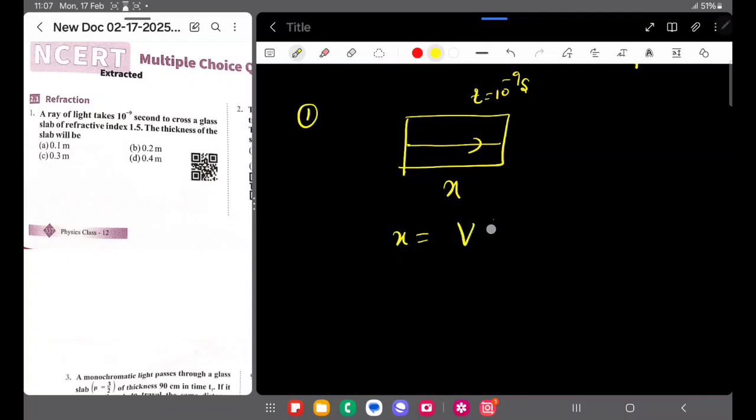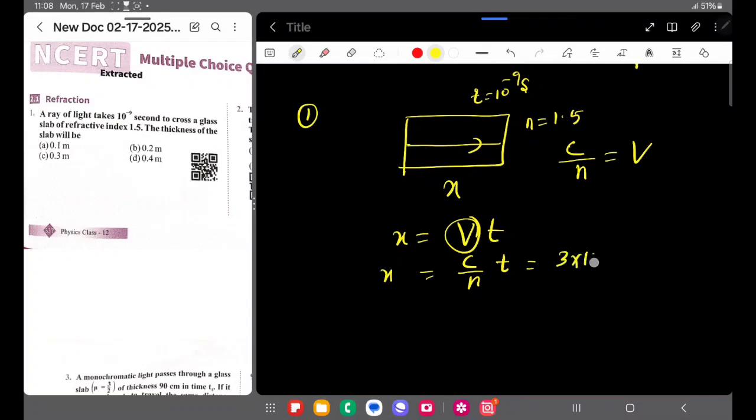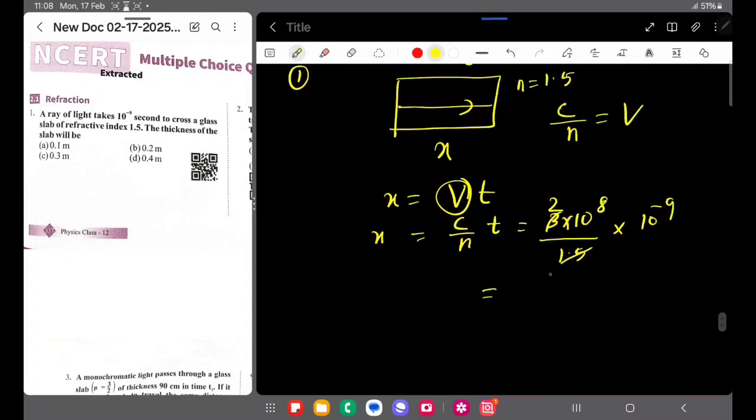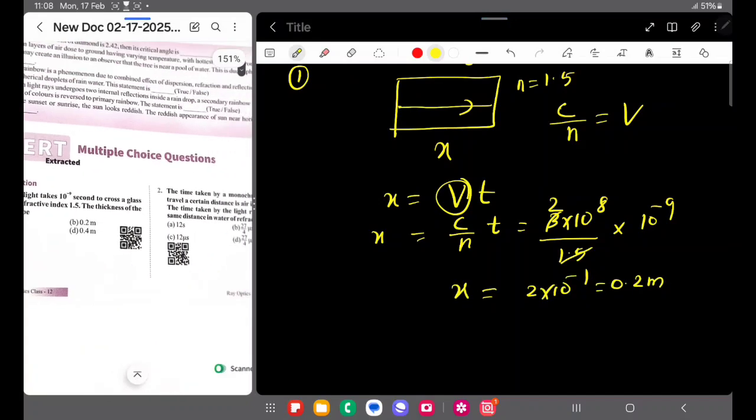Distance is equal to speed into time. The glass slab has a refractive index of 1.5, so the speed of light in that glass medium is the speed of light in empty space divided by the refractive index. So v can be replaced with c by n, times t. I replace c with 3 into 10 to the power 8, n with 1.5, and t with 10 to the power minus 9. On cancelling and simplifying, I get 2 into 10 to the power minus 1, which is 0.2 meter. So x should be 0.2 meter.